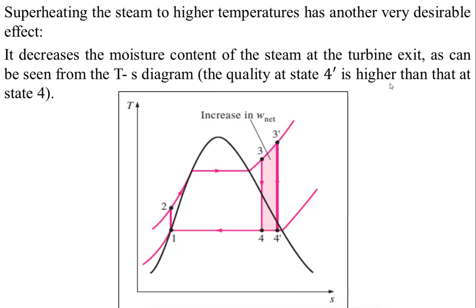So these are the 3 methods to improve the efficiency of the Rankine vapor power cycle by varying the operating conditions such as boiler and condenser, and by using the superheating method. So these are the 3 methods. This is regarding the actual vapor power cycle and improving the Rankine cycle efficiency.